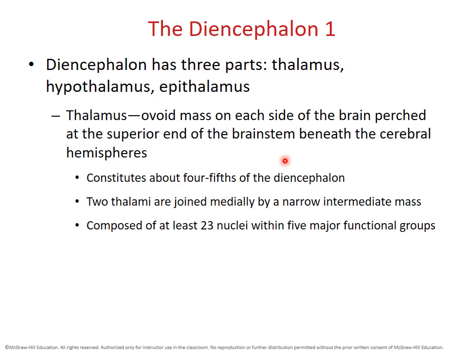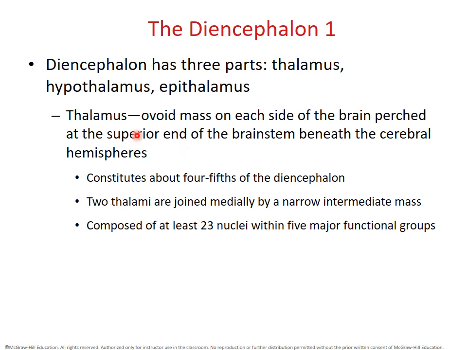The major part of the diencephalon is the thalamus. Notice about 80% of the diencephalon is the thalamus. The thalamus consists of two masses of gray matter. So in essence, it's a kind of nucleus, two masses of gray matter that are on either side of the third ventricle. So the two halves of the thalamus are separated by the third ventricle.